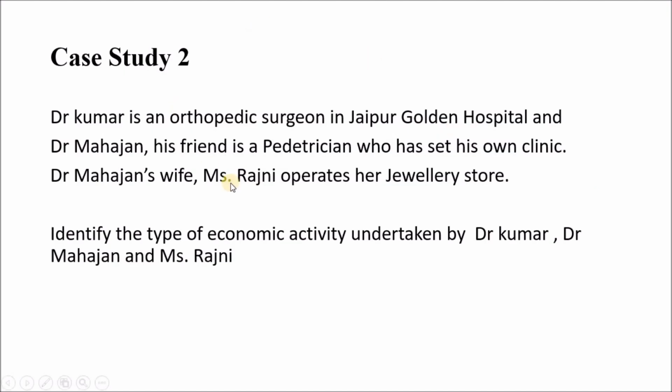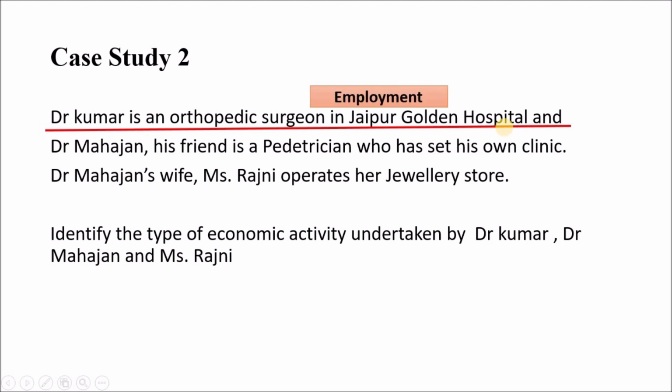Now please see case study 2. Again, it's a small case study. Identify the type of economic activity undertaken by Dr. Kumar, Dr. Mahajan and Ms. Rajni. So if you can see, Dr. Kumar is an orthopedic surgeon in Jaipur Golden Hospital. So please see, it is employment. You may think he is a doctor, so it will come under profession, but please see he is working in a hospital. So here he is an employee and will be receiving a salary. So the answer is employment.